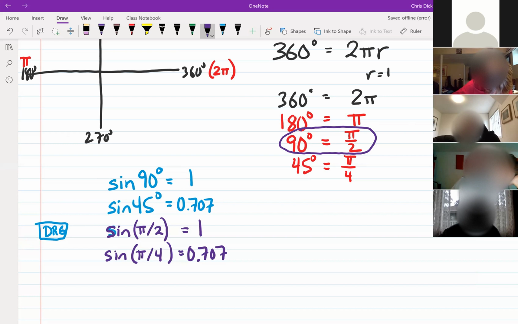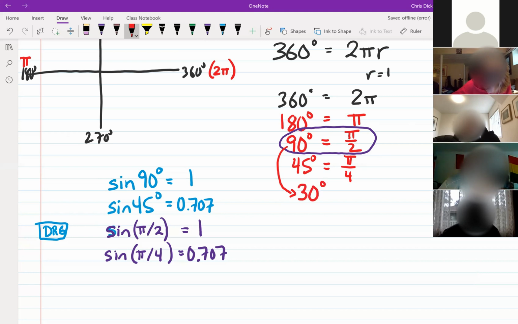Once again, it takes a few days to have this click for us, so don't be too alarmed if you're not sure what's going on. But I want to go back to this chart here. What I want to do is I'm going to take 90, and I'm going to divide it by 3 here. So that would be 90 divided by 3 is 30 degrees.